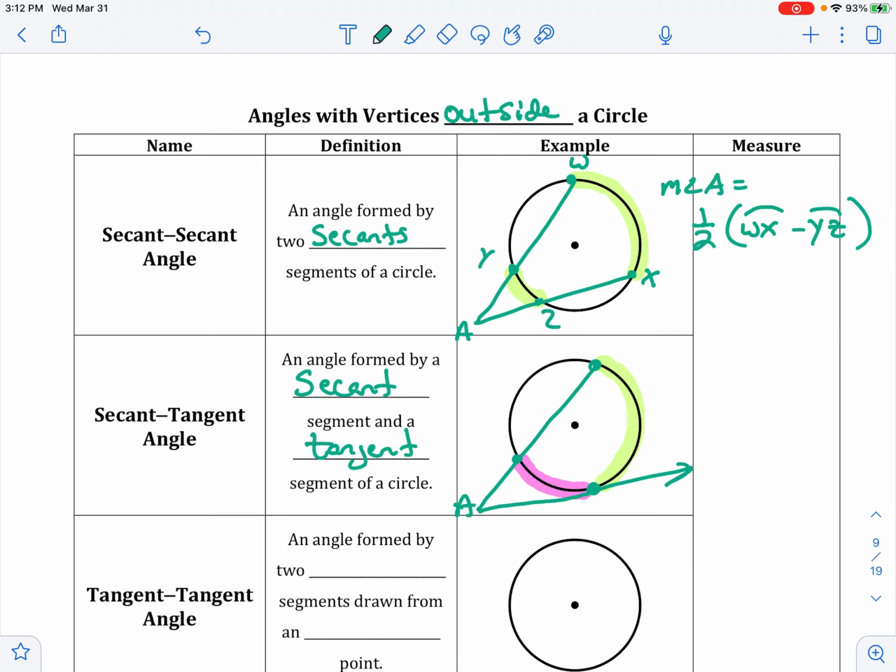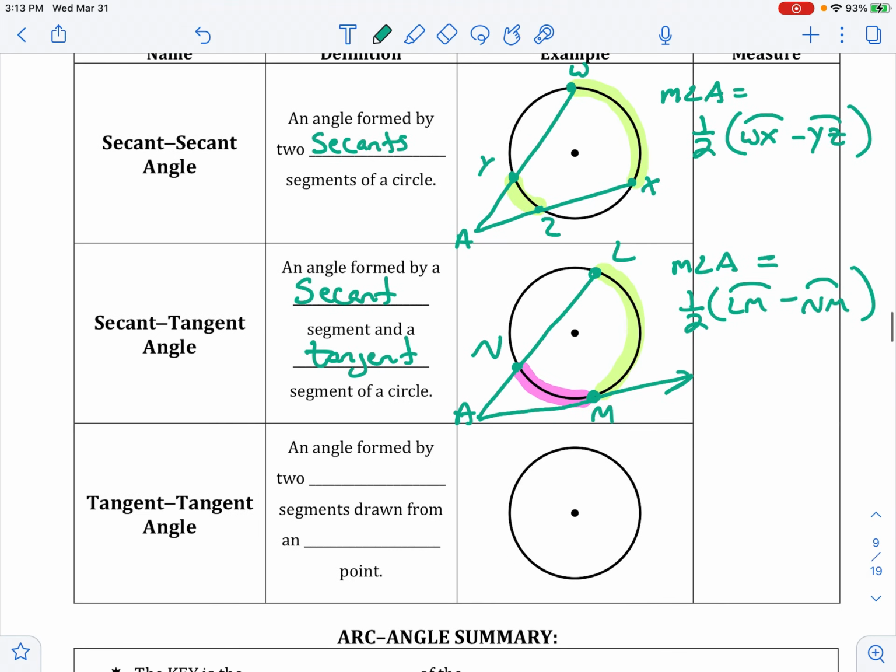So again, I'm going to make this A, and then we'll call this L and N, and we'll call this M. The measure of angle A follows the same rule. We still want to take half the difference of the arcs. So you're going to take the bigger arc, the far away one, LM, and subtract the smaller arc, NM. Again, half the difference of the 2 arcs. One more picture. This one would be the tangent-tangent. We've seen the tangent-tangent rule before for segments. Now we're going to get a tangent-tangent rule for the angles.